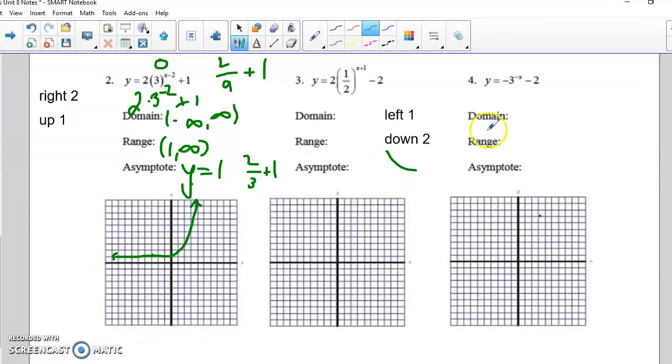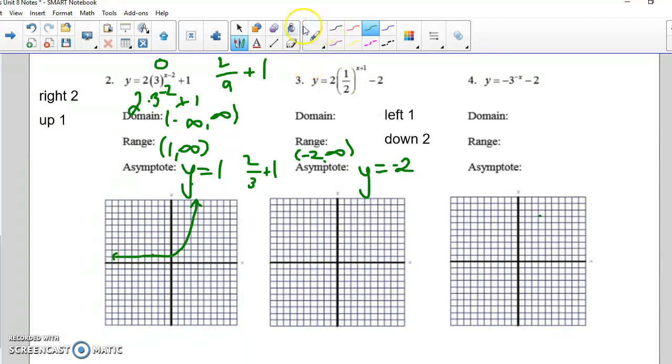Alright, our second example. I've already written out a part of it, but I can identify from the general form that this plus 1 will move it left 1, and the minus 2 brings it down 2. My domain, of course, is going to be all real numbers again, and now my range is going to be what? -2 to infinity. So my horizontal asymptote is at the line y is equal to -2.